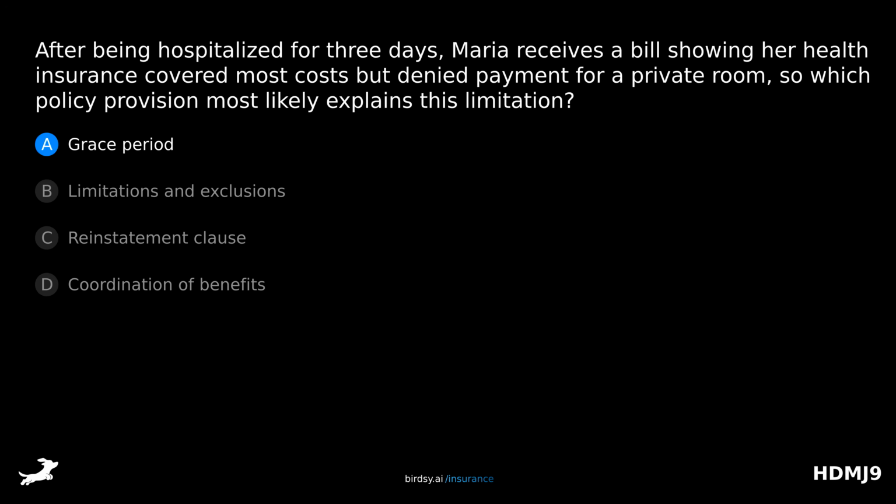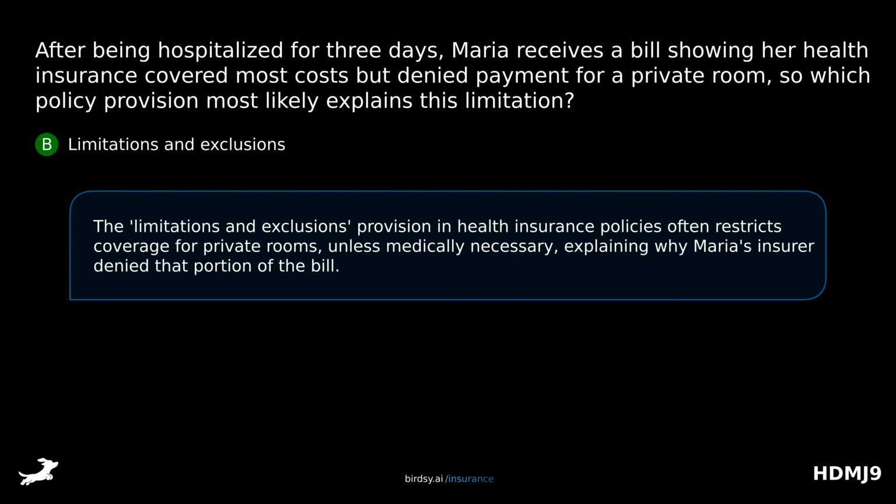Is it A, grace period, B, limitations and exclusions, C, reinstatement clause, or D, coordination of benefits? The correct answer is B, limitations and exclusions. The limitations and exclusions provision in health insurance policies often restricts coverage for private rooms, unless medically necessary, explaining why Maria's insurer denied that portion of the bill.